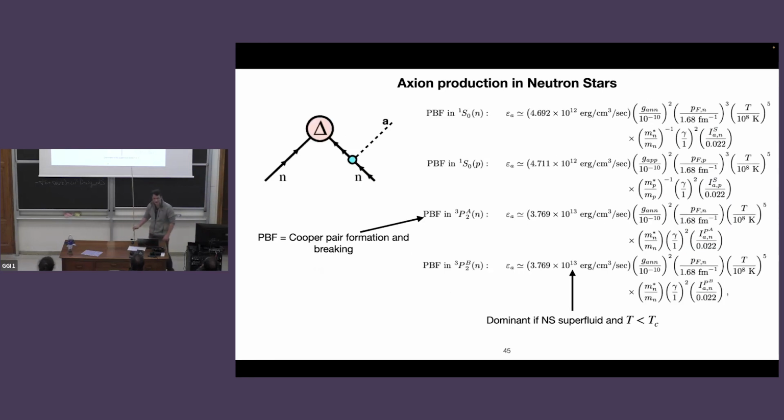Now, Bremsstrahlung is not the only process that happens. The other one is, if you have superfluidity and your temperature is below some critical temperature, you can also produce axions just from the formation and the breaking of Cooper pairs, which is shown over here. And those rates can be computed as well, but I'm not going to go through those.